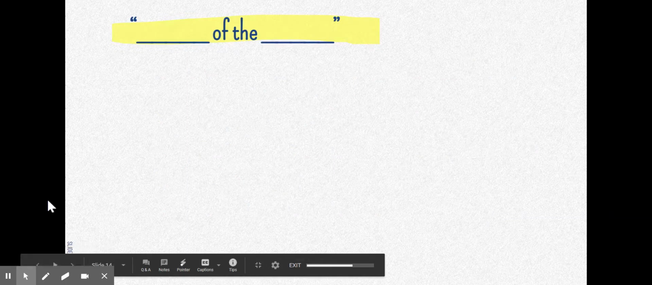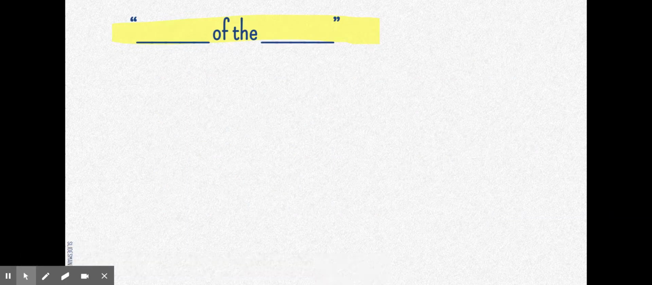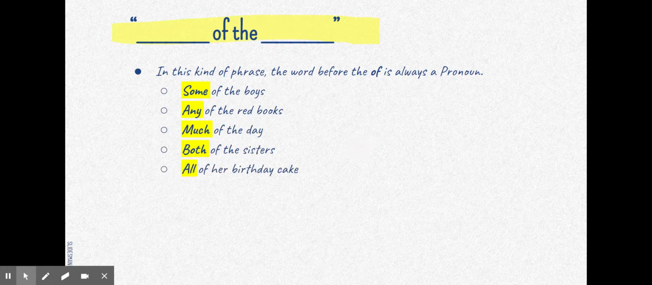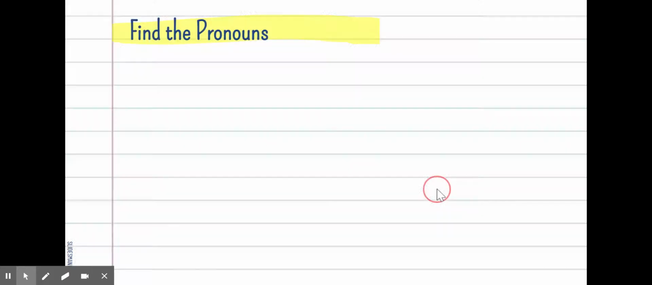This is a special scenario with pronouns that I call blank of the blank. So when you have this kind of phrase, blank of the blank, the word before the of is always a pronoun. So some of the boys, any of the red books, much of the day, both of the sisters, and all of her birthday cake. In every single one of these cases, the word before of is always a pronoun. Okay. So anytime you see blank of the blank, you should know that the word before the of is always a pronoun.